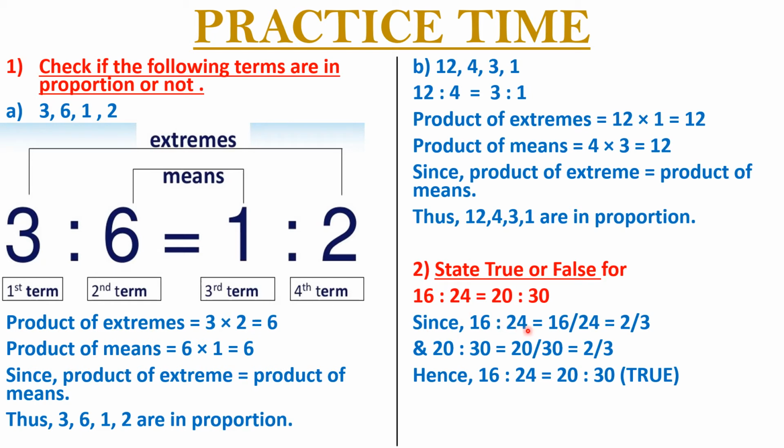16:24 can be written as 16/24, which when reduced to simplest form gives 2/3. 20:30 can be written as 20/30, which when reduced to lowest form gives 2/3. Since both the ratios have the same value, we can say that 16:24 is in proportion with 20:30. Hence it is true.